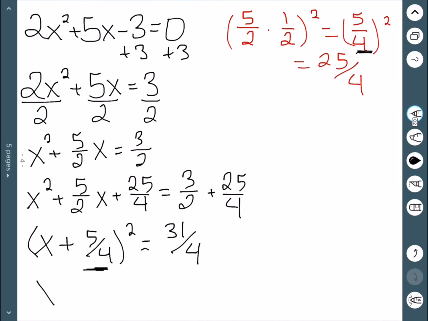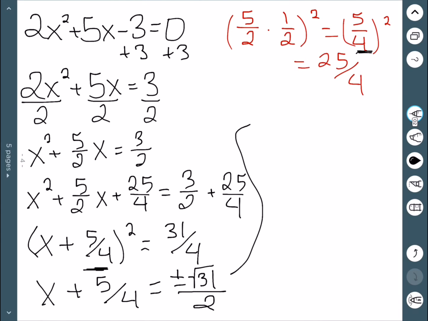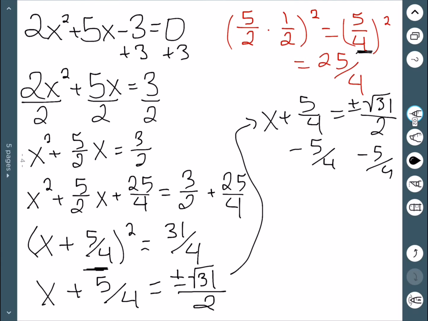We can take the square root of both sides. I have x plus 5 over 4. On the right, I have plus or minus the square root of 31 over the square root of 4, which is 2. X plus 5 over 4 equal to plus or minus the square root of 31 over 2. I can then subtract 5 over 4 from both sides. And I end up with x is equal to negative 5 over 4 plus or minus the square root of 31 over 2.